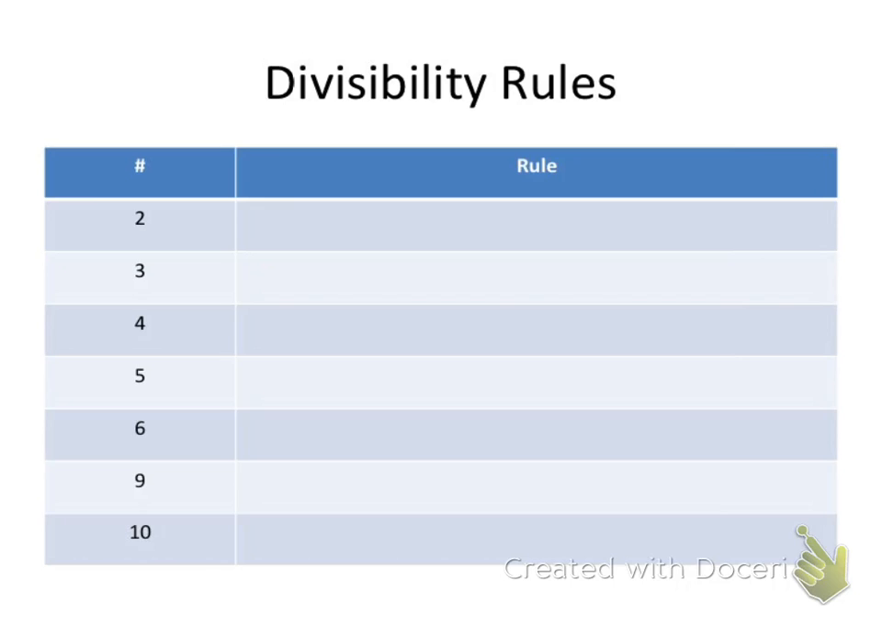So if it's divisible by 2, what we look at is that it's an even number. Okay, so the rule is that we have an even number. All even numbers end in 0, 2, 4, 6, or 8. So you should be able to identify what numbers are even. If it's even, it's divisible by 2. Therefore, it's not a prime number.